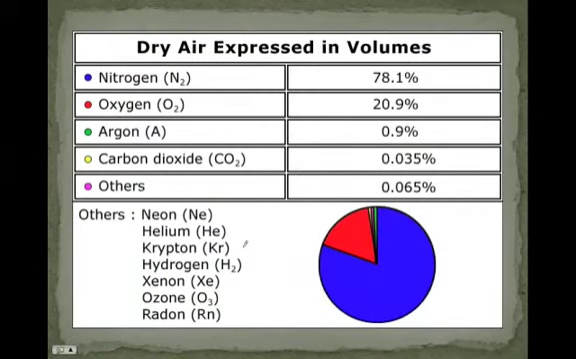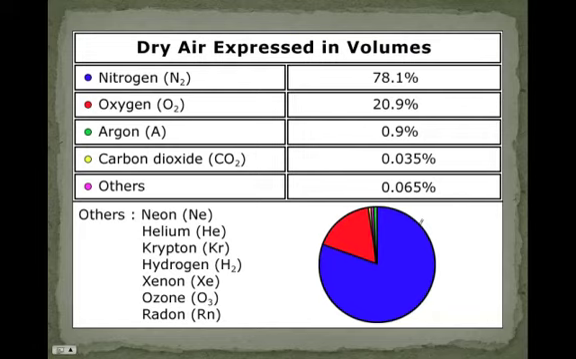Now this is a little graphic showing the different percentages of each of the gases. Again, nitrogen 78%, oxygen 21%, argon 0.9%. Next on the list is carbon dioxide, but that's only 0.035%. It's a very small amount of the atmosphere. And the rest of the gases combined are only 0.065%. So you can see this nice little pie chart here. You can see how much nitrogen is, and then oxygen is the next big chunk, and then all the rest kind of make up a tiny bit.